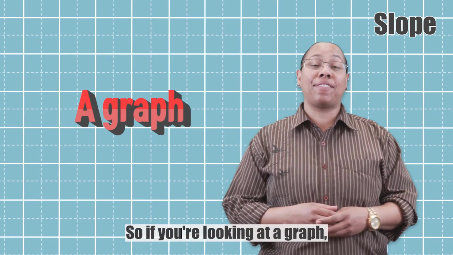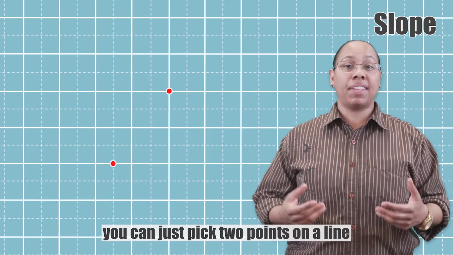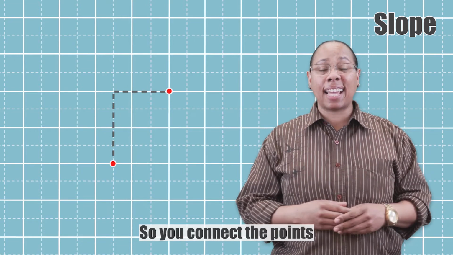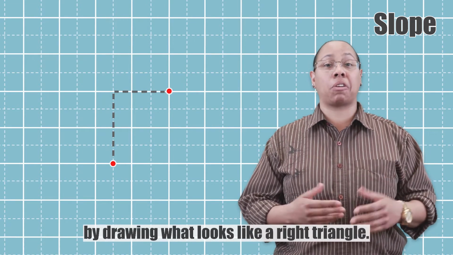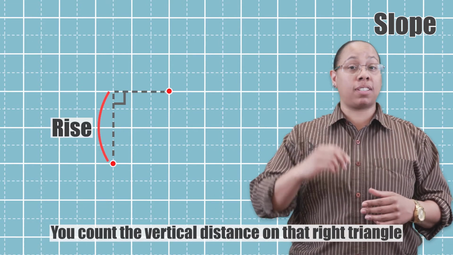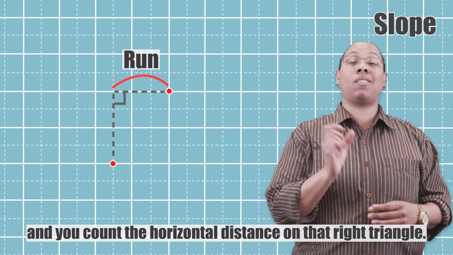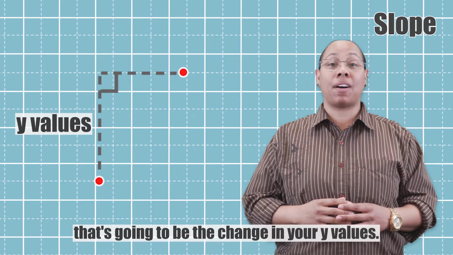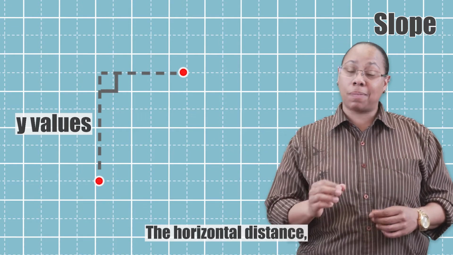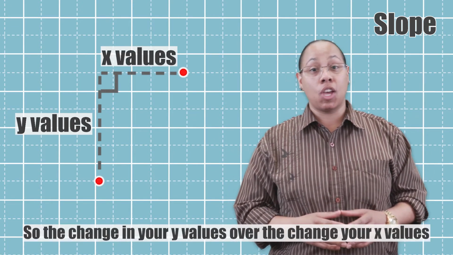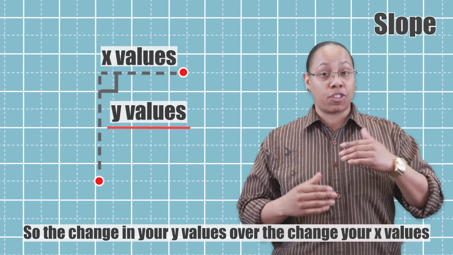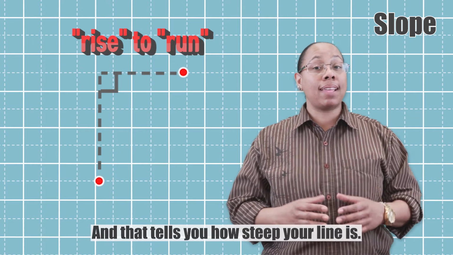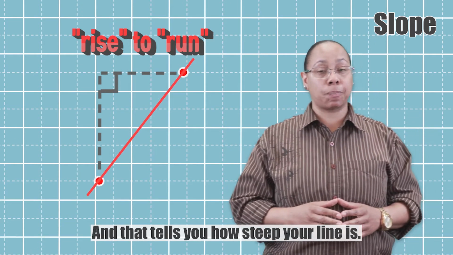So if you're looking at a graph, you can just pick 2 points on a line and you can count what's called the rise over run between those 2 points. So you connect the points by drawing what looks like a right triangle, and you count the vertical distance on that right triangle, and you count the horizontal distance on that right triangle. So that vertical distance, that's going to be the change in your y values. The horizontal distance, that's going to be the change in your x values. So the change in your y values over the change in your x values creates a ratio that we call rise to run. And that tells you how steep your line is.